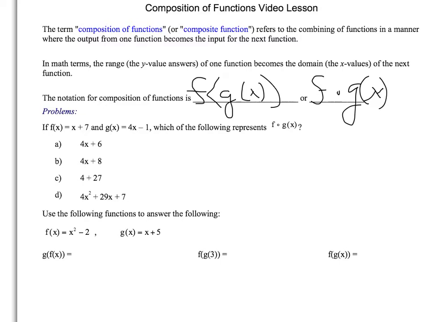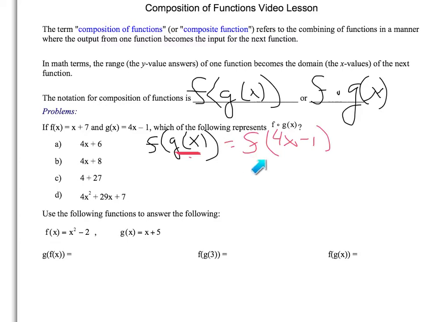Now I'm going to try to go through this first problem a little slower. It says if f of x equals x plus 7 and g of x equals 4x minus 1, which of the following represents f of g of x? When I see it in the second notation, I do like to rewrite it with the parenthesis notation instead. I find it easier to see what I have to do. For composition, what you do is you work inside to outside. So on the inside, I see I have a g of x. What I am going to do is replace that g of x inside the parentheses with what g of x actually equals, so 4x minus 1.